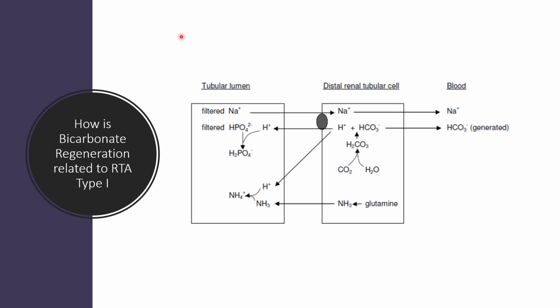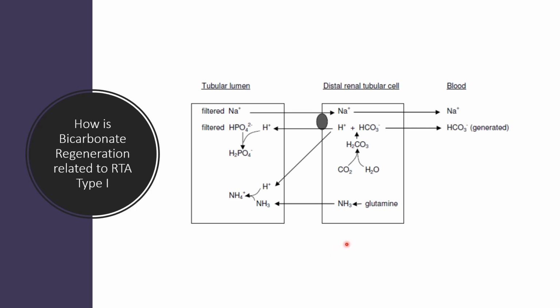The same question can be asked about how bicarbonate regeneration is related to type 1 renal tubular acidosis. To answer that question, I will quickly explain bicarbonate regeneration once again. In bicarbonate regeneration, there is a de novo synthesis of bicarbonate which is sent into the blood. So there is a net gain of bicarbonate and there is a net loss of hydrogen ion in urine in bicarbonate regeneration.